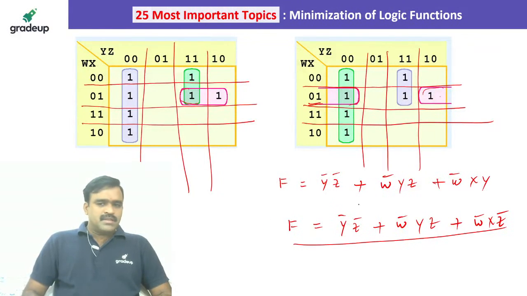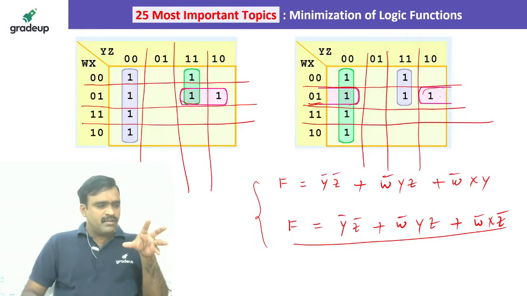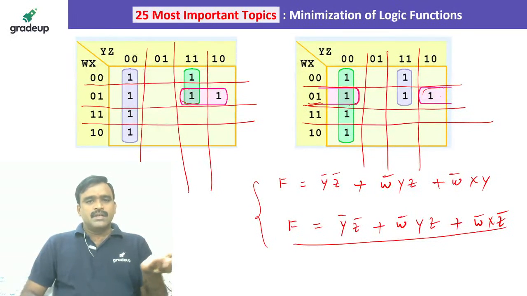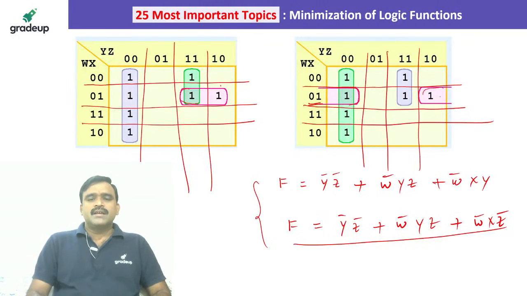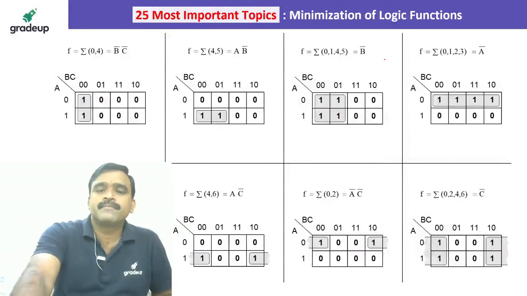So the number of literals in both cases is the same, and the minimization and the number of gates required for both functions will be the same, but the output may be different. So multiple outputs are also possible in some cases. This is the best example to say that this one can be combined with this adjacent, or this is also an adjacent for this one. Okay, now coming to the next.